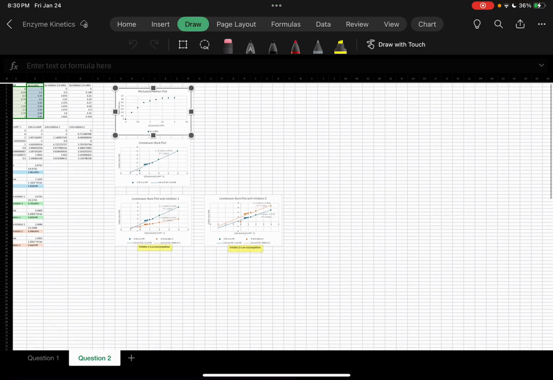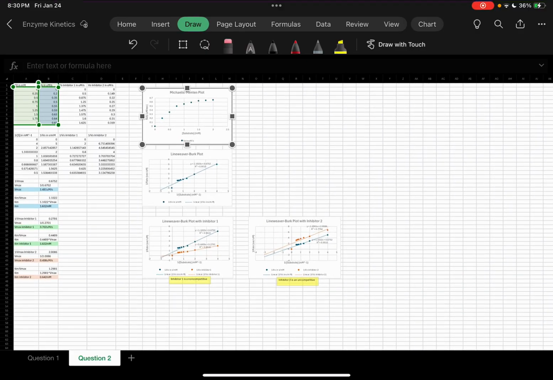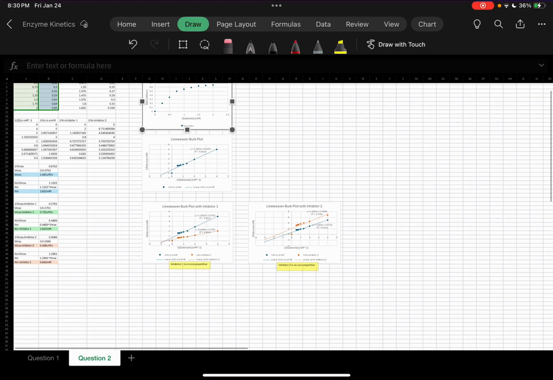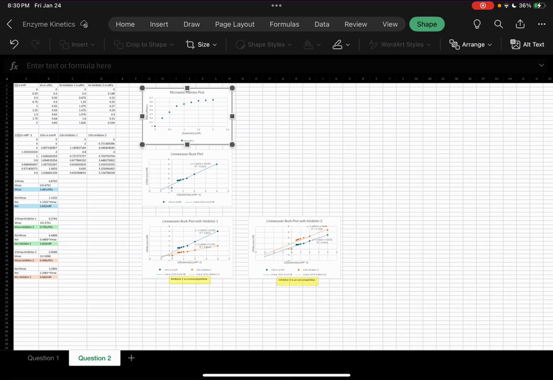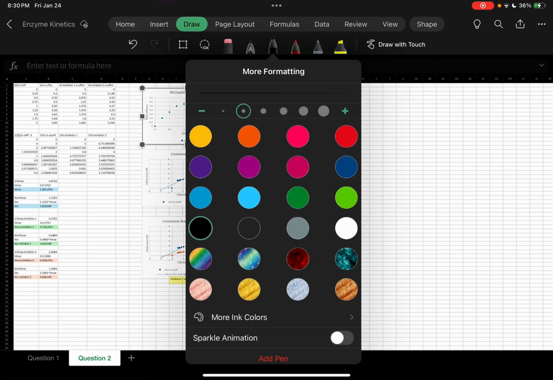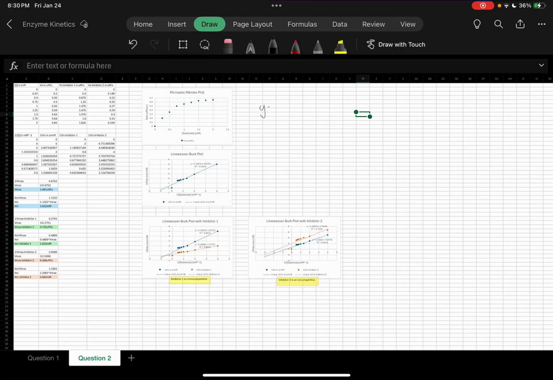Okay, moving on to question 2. This one is a little different because we were given 2 different inhibitors as well. So for the Michaelis-Menten plot, I plotted that one for just the enzyme, which was the substrate concentration against the rate of reaction, and also went ahead to do a Lineweaver-Burk plot, which was for the enzyme alone without any inhibitors. So to calculate the Vmax and the Km for the enzyme alone, I did the same thing as I did in question 1, which was to use the equation of the line.